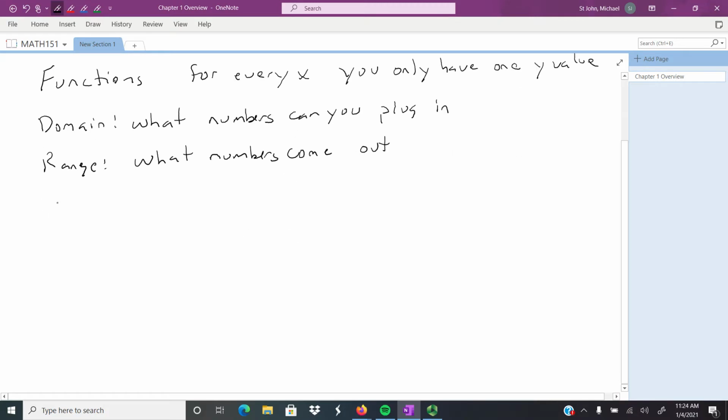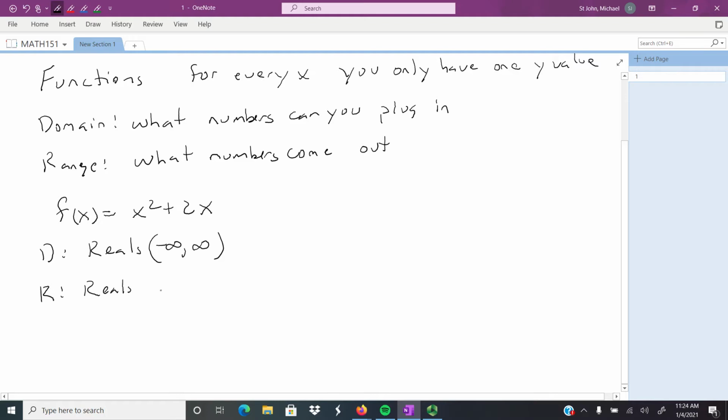So, for example, if I had something like this, f of x equals x squared plus 2x. Well, the domain, the numbers that I could plug in would be all reals. So negative infinity to infinity in terms of that notation. And then the range would also be all reals. So negative infinity to infinity.